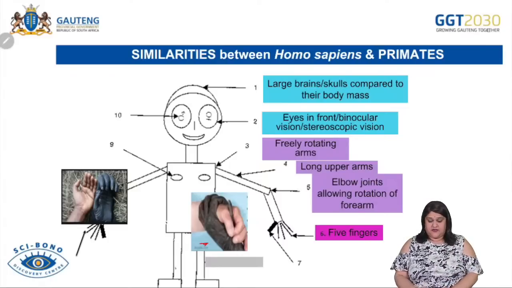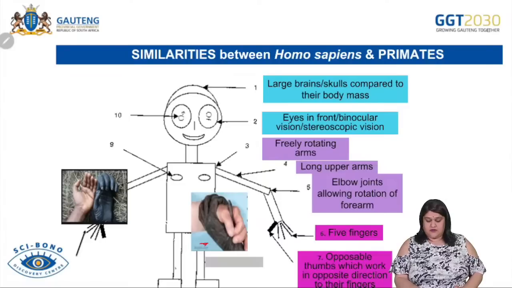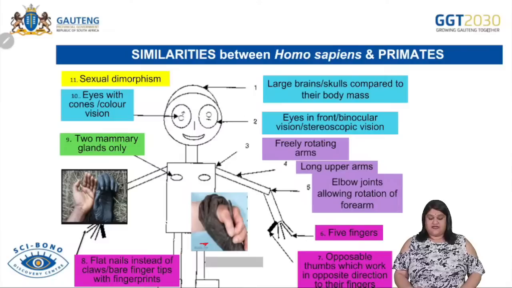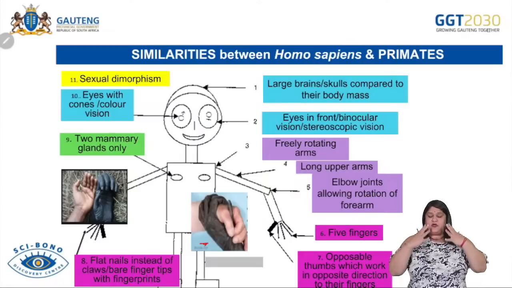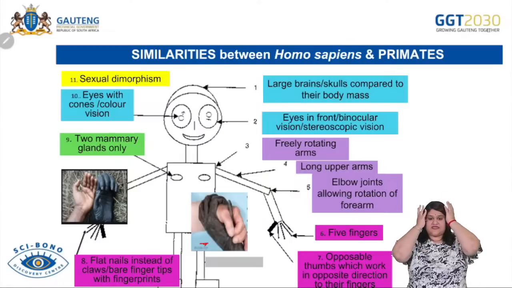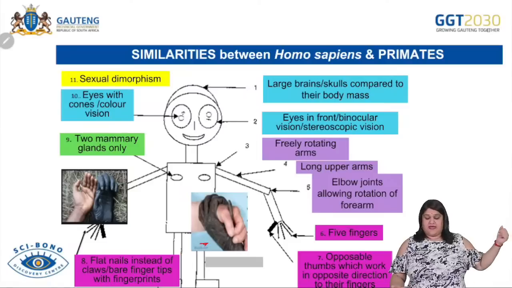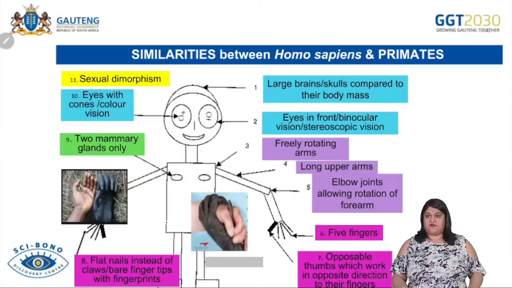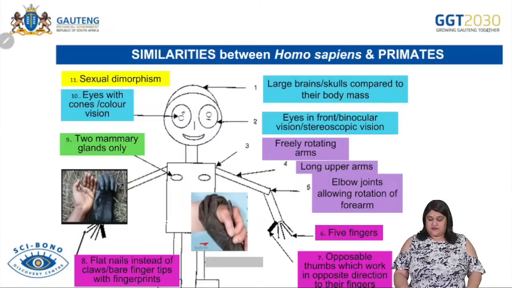And I've actually indicated it with different colors. So you can look at the colors and try to remember the different things. But really look at your body. Think about the head, what is similar, the arm, which is the upper limb, your fingers, and then the mammary glands and the sexual dimorphism. We are nearly there.